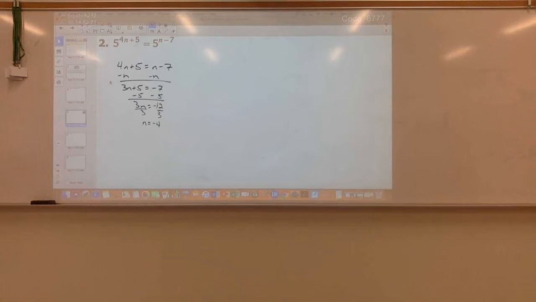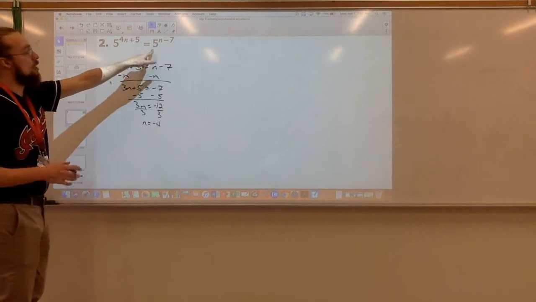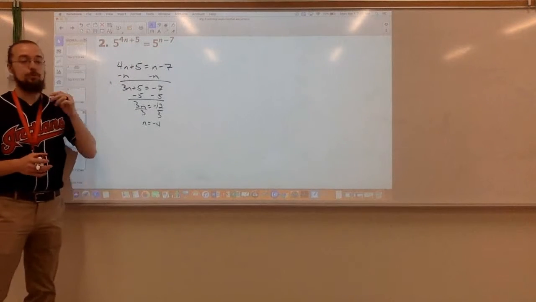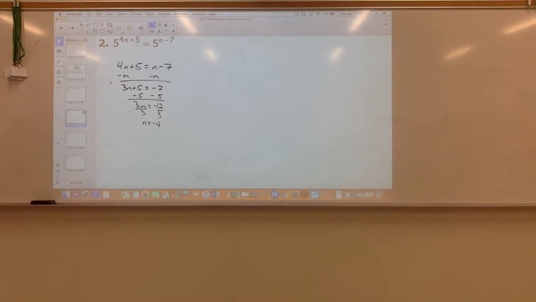Did we get -4? So we already have common bases. All we need to do is set the exponents equal to each other.